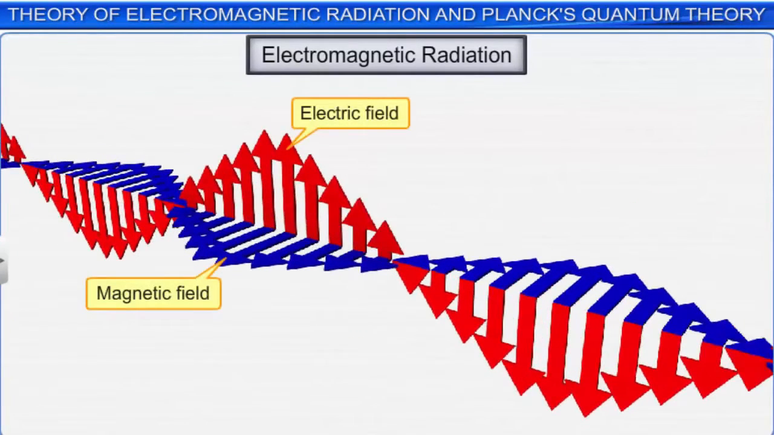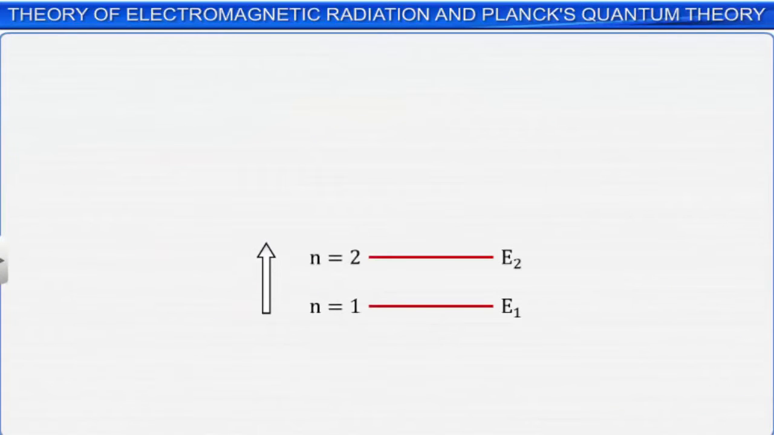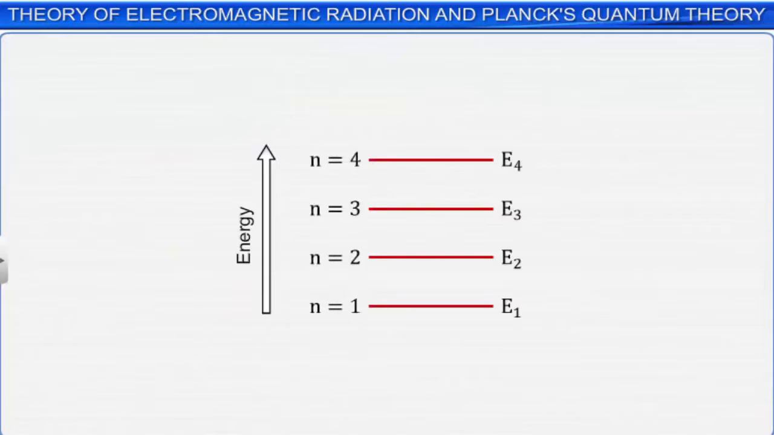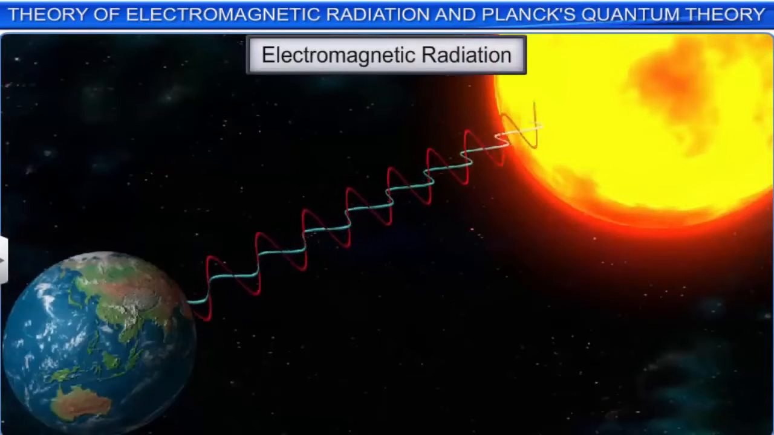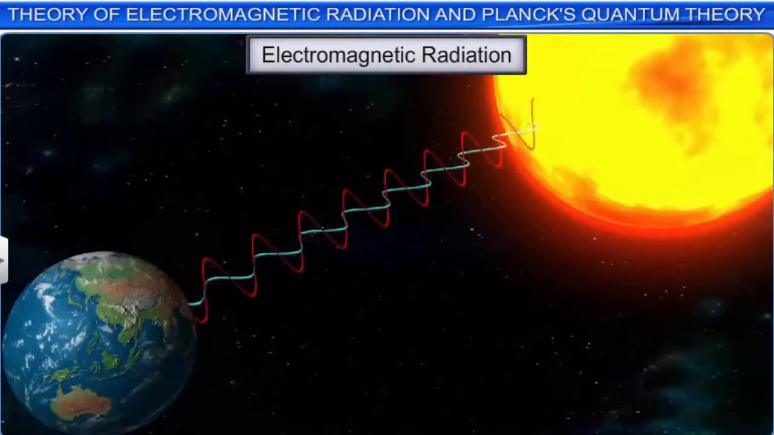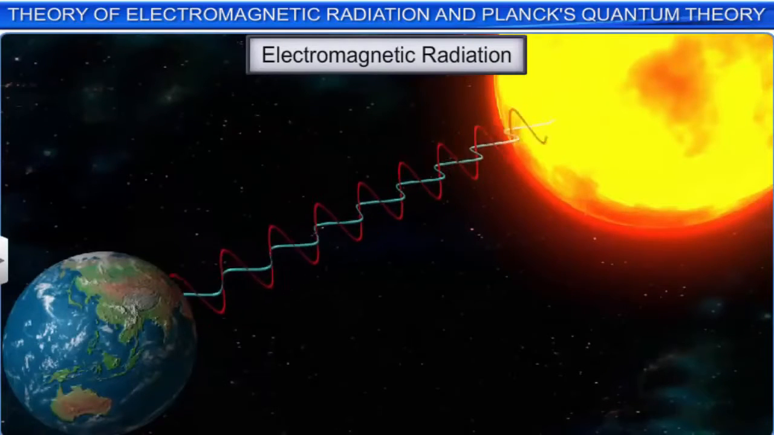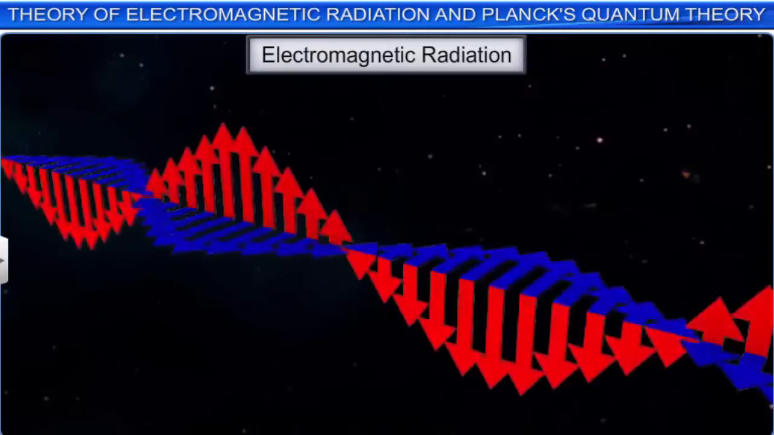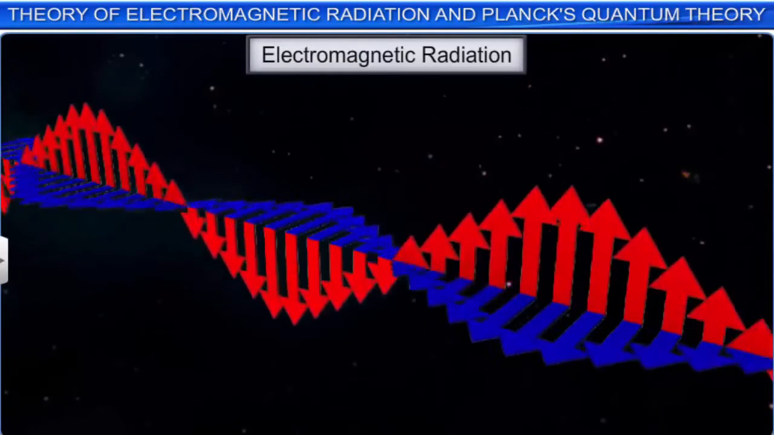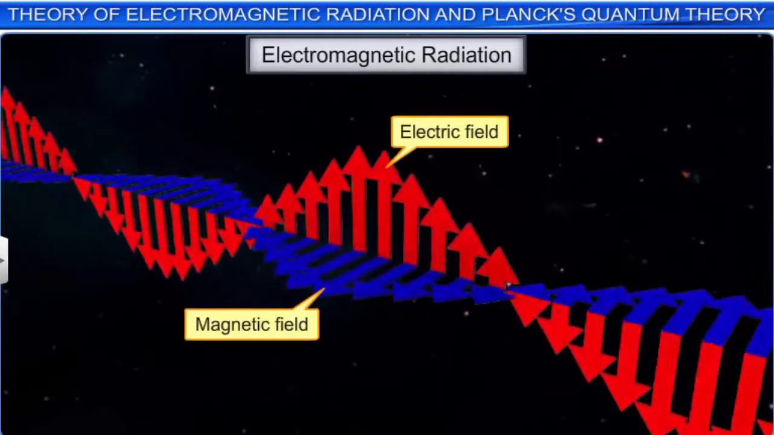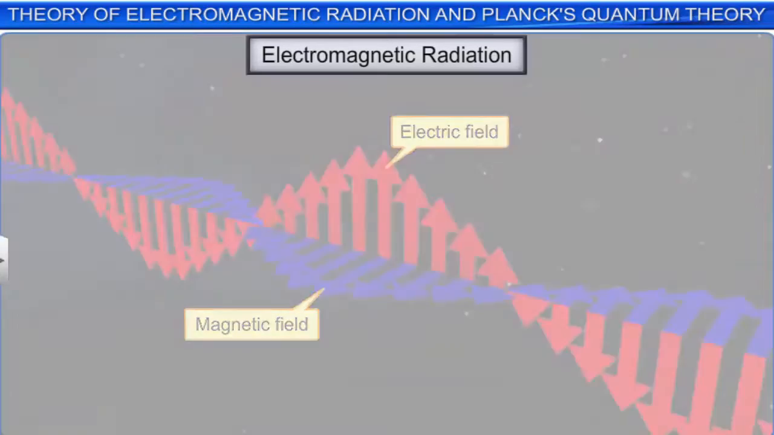The underlying principle behind Bohr's atomic model is the quantization of energy or radiation. Energy can be transmitted through space by electromagnetic radiations. These electromagnetic radiations are best described in the terminology of waves.